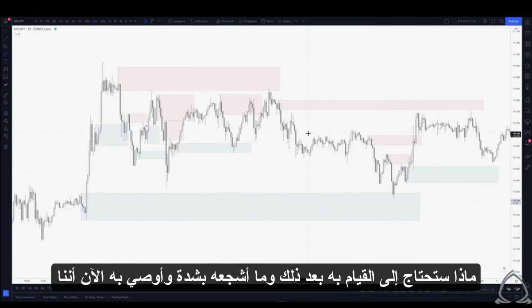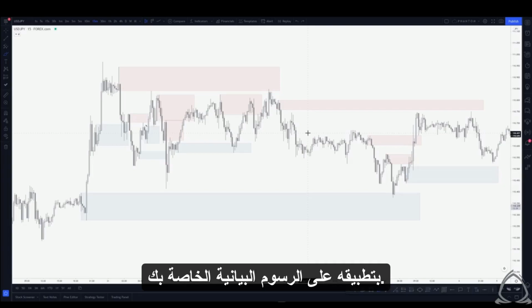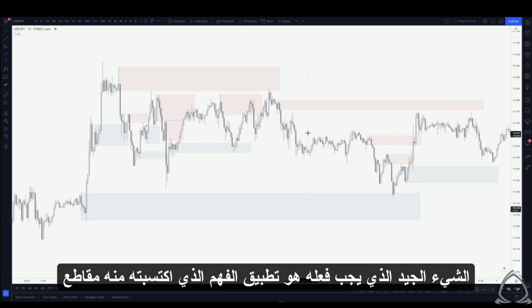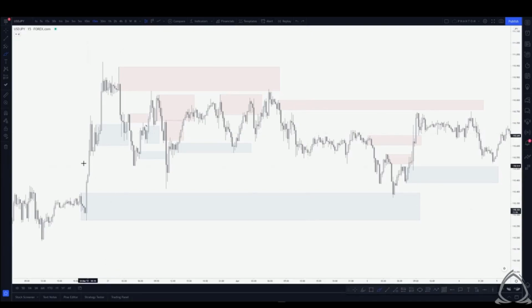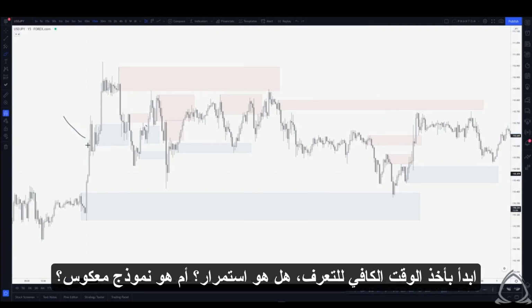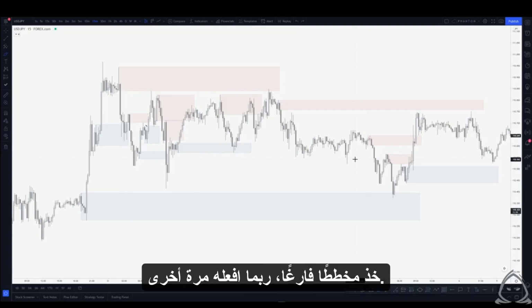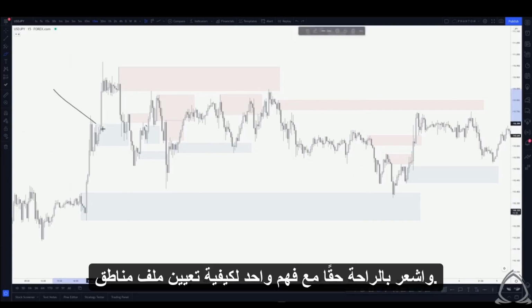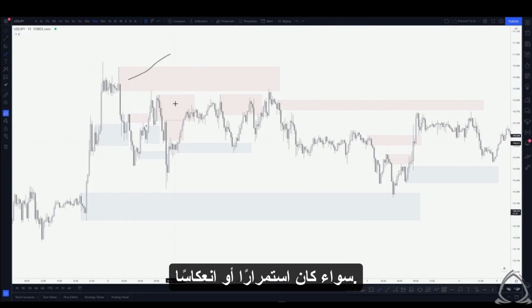Now, what you'll need to do next, and what I strongly encourage and recommend now that we've gone through some examples here, is to take this application and apply it to your own charts. A good thing to do is apply the understanding that you've gained from these videos to the examples that you created in your first assessment, when you were simply mapping out the zones. Start to take the time to identify whether it is a continuation or a reversal model, and map out all of that. Take a blank chart, maybe do it again, and just get really comfortable with, one, understanding how to map the zones, and then two, understanding what each of these zones is representing, whether it be continuation or reversal.